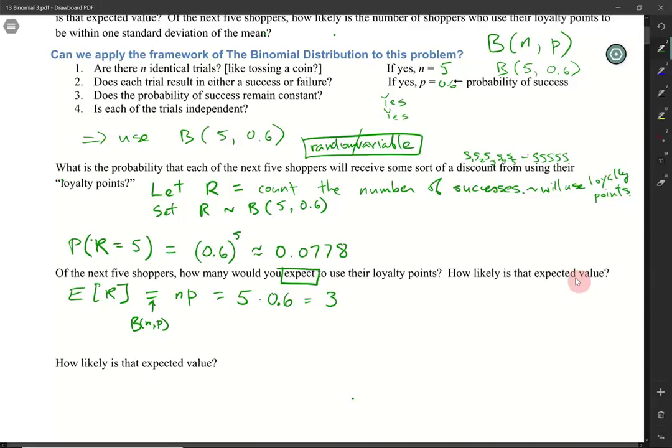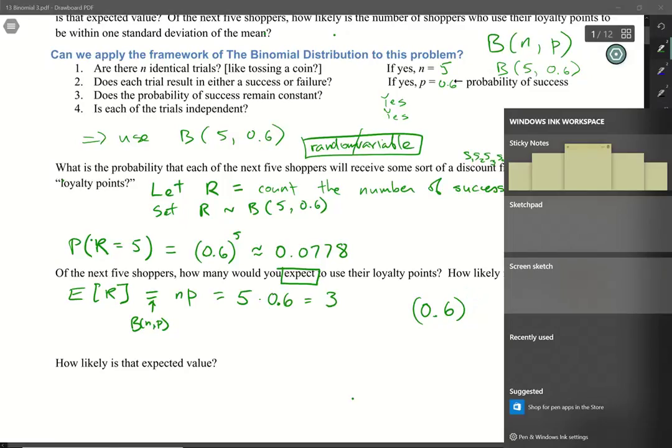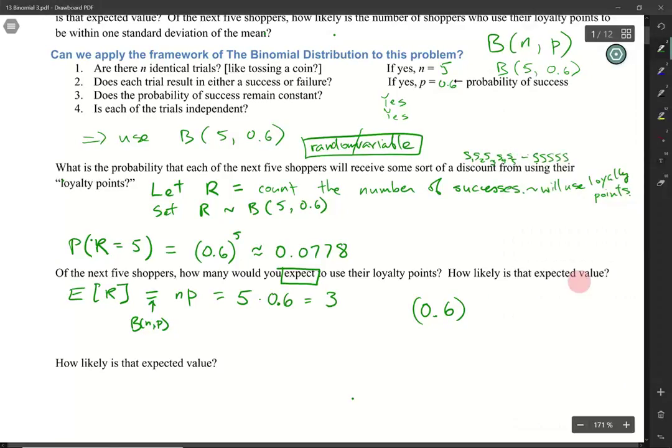How likely is that expected value? So we know that there's 3 probabilities of success. So what does that mean? Probability of success is how much? 0.6, right? So we know that we have 0.6 cubed.